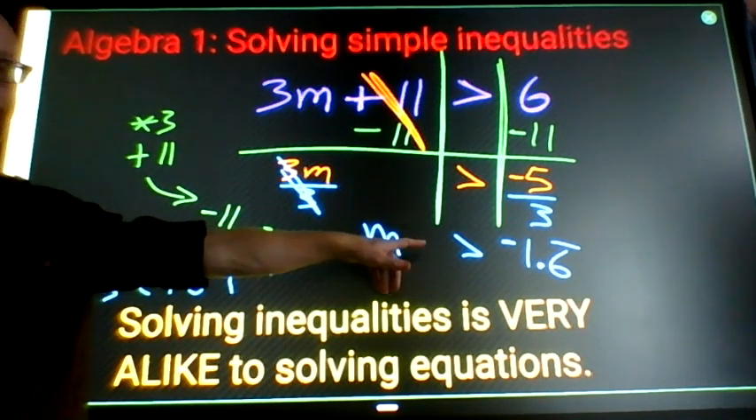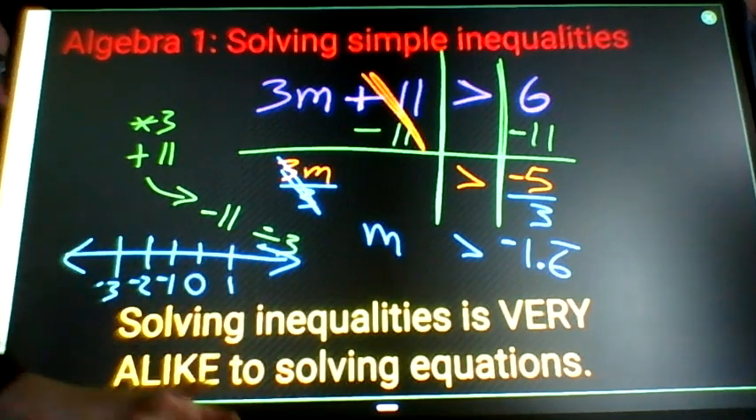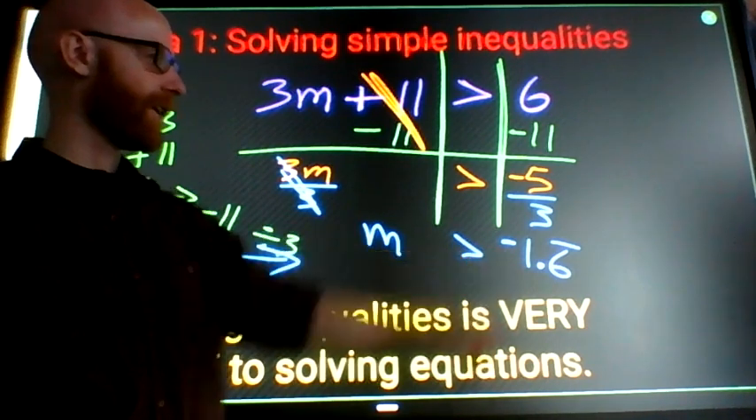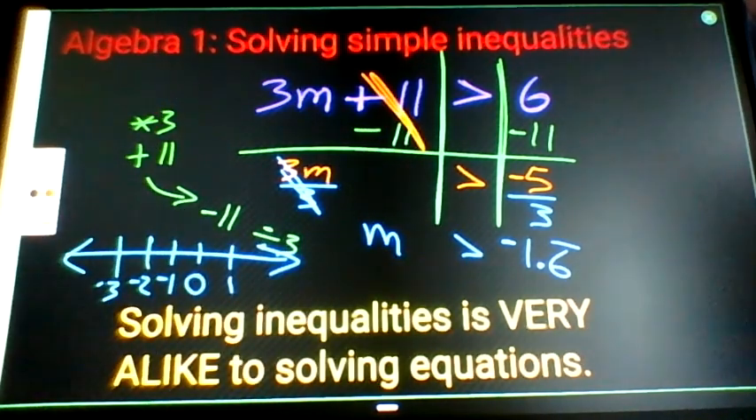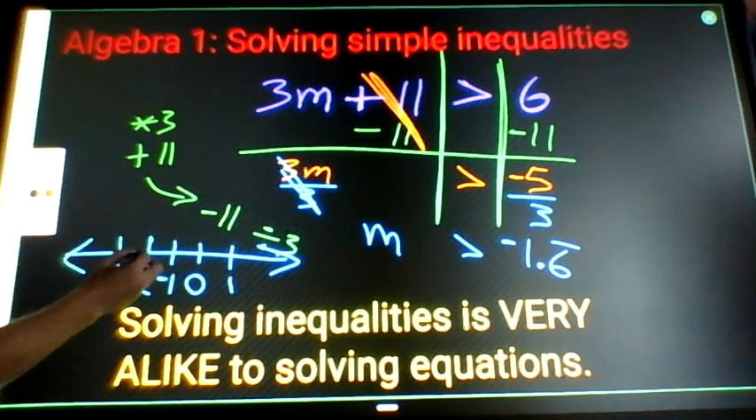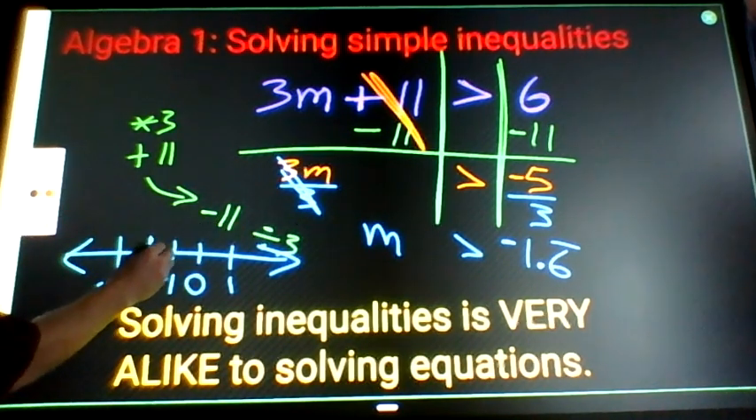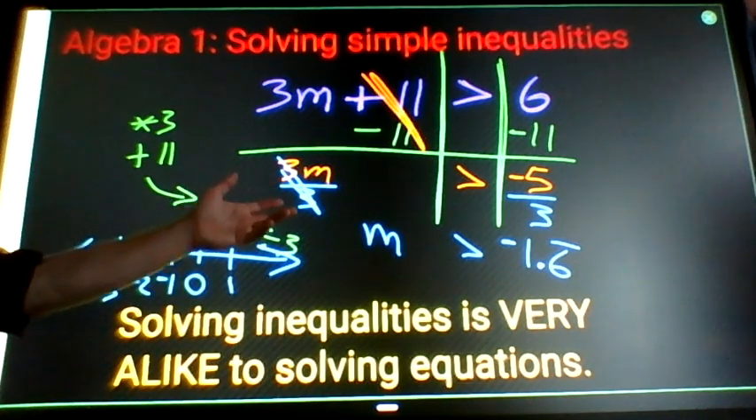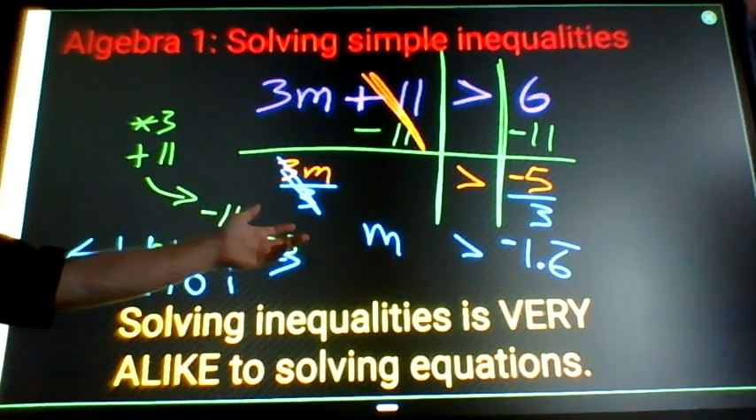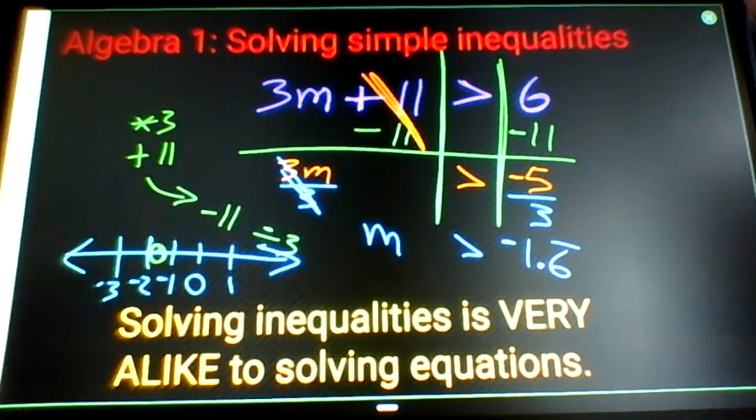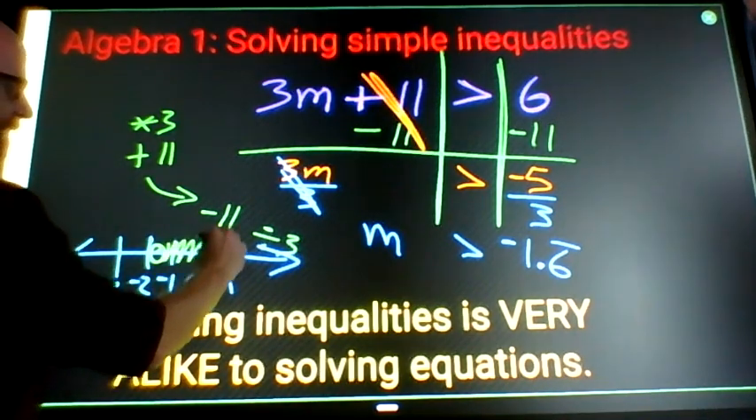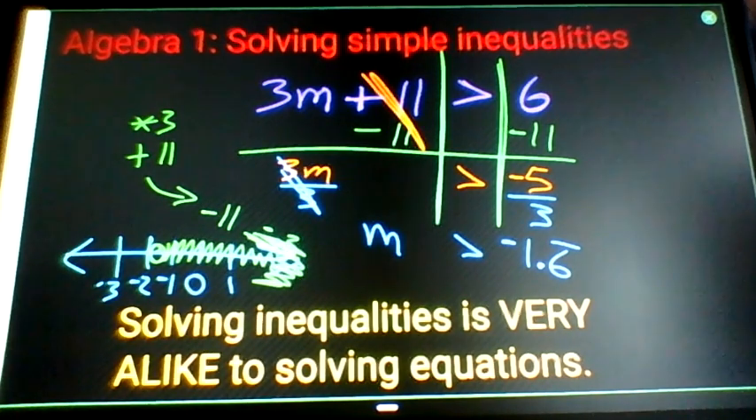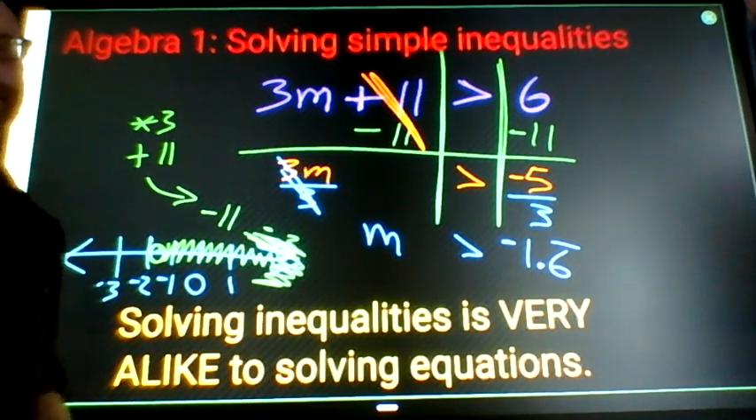And then you want to have a mark, either an open circle or a closed circle, at the edge of this. So in this case, we're not allowed to equal negative 1.6. So we want an open circle, between negative 1 and negative 2, a little bit closer to negative 2. Then shade: what is m allowed to be? m is allowed to be bigger than that and not less than that. So I will shade in the direction larger. Okay, so that's how a simple inequality will look.